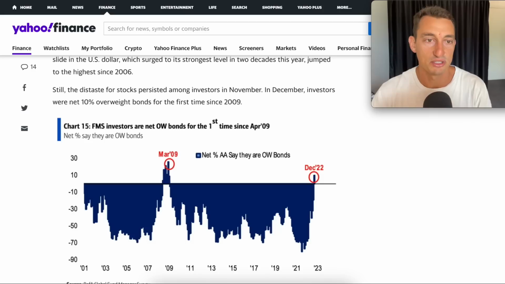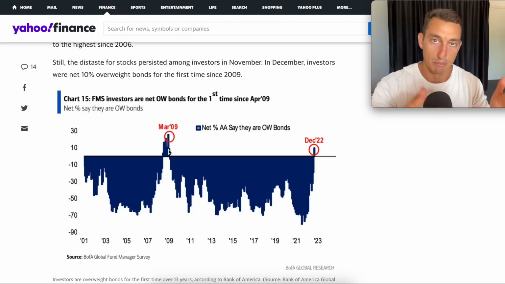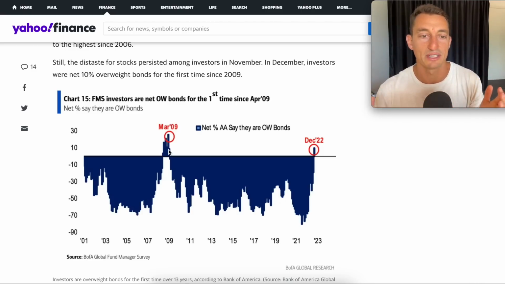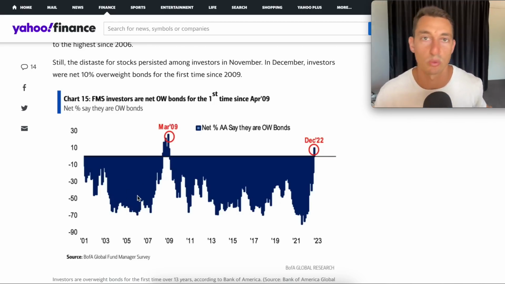Speaking of this GFC low, check out the Fund Manager Survey. So this is investors are now net overweight in bonds for the first time since the global financial crisis. So why this is important is these fund managers are invested more in bonds than they are in stocks. You know, this is the overbalance here of the bonds versus the stocks. And this is the wrong time to be in bonds instead of stocks, just based on what we've seen here over the last 22 years, because this is the March low.